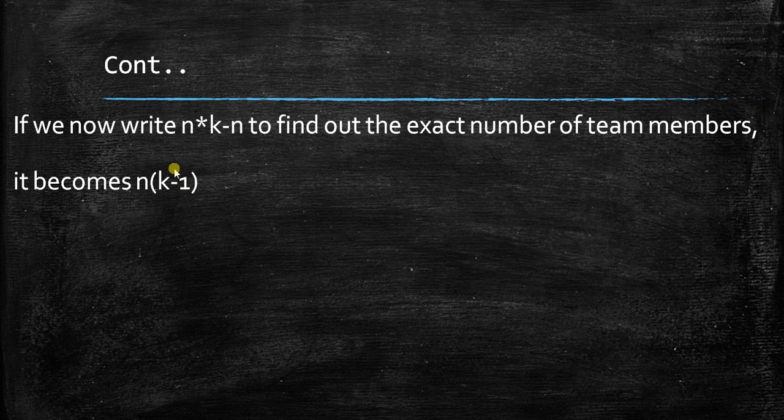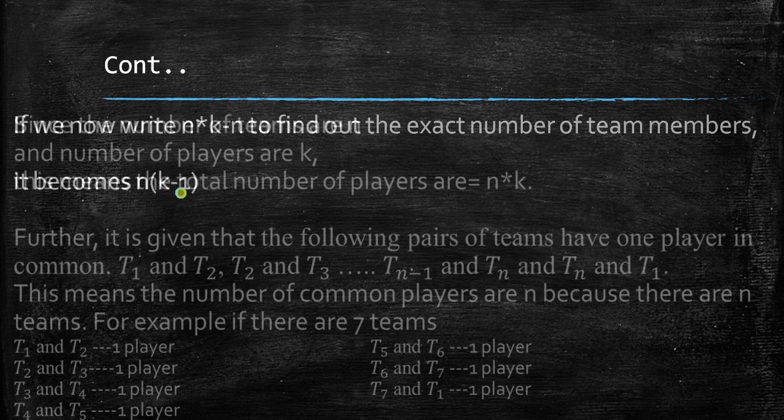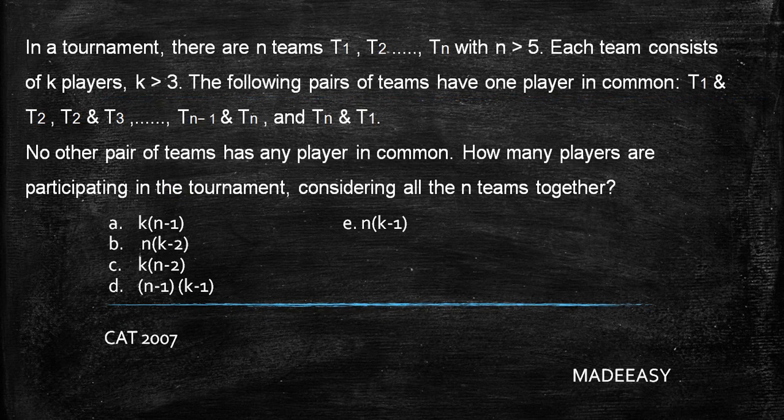Why is it n? Because the n is common here. So if we multiply, it becomes n into k and then minus n. So this is the answer, nk minus n. So which is the correct one? It is A. The correct answer is this one.